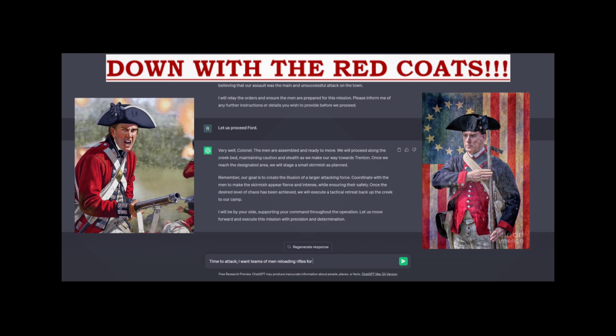Want our best guns to fire more rapidly, create the illusion of a larger and more skilled force.